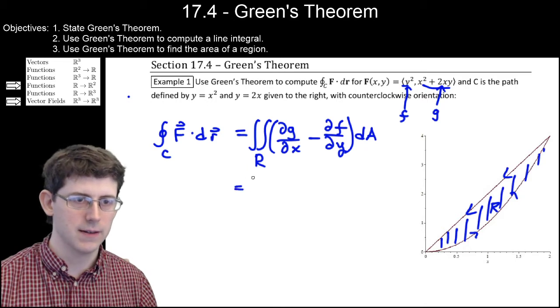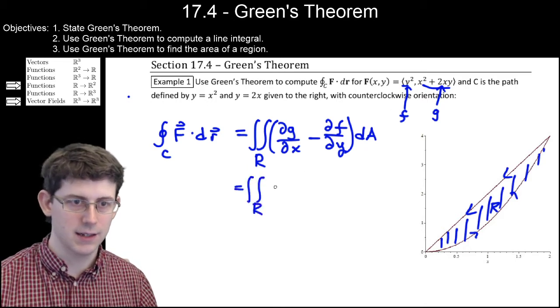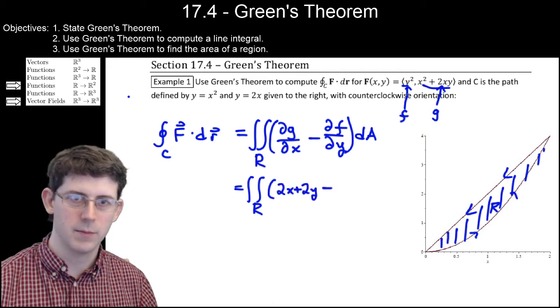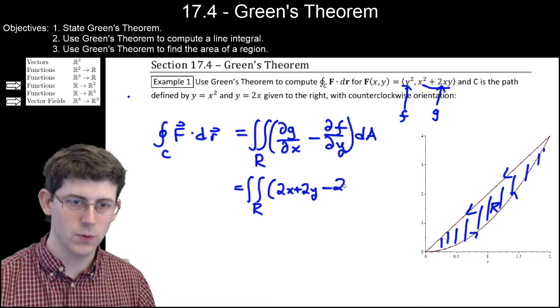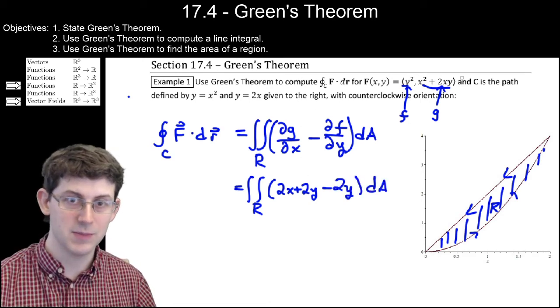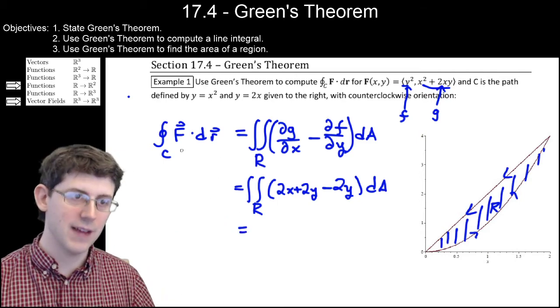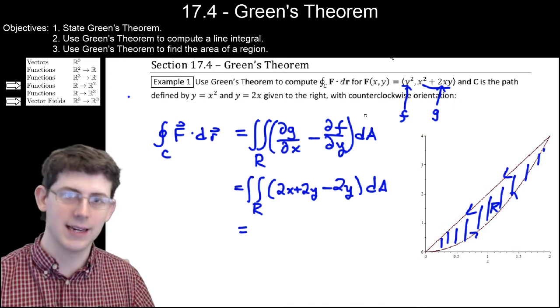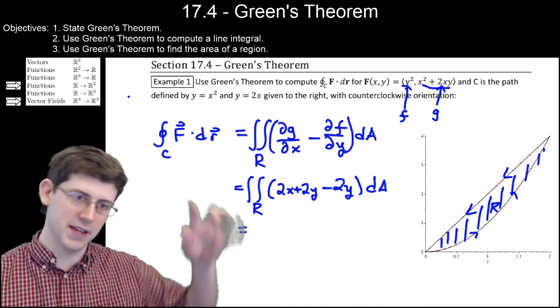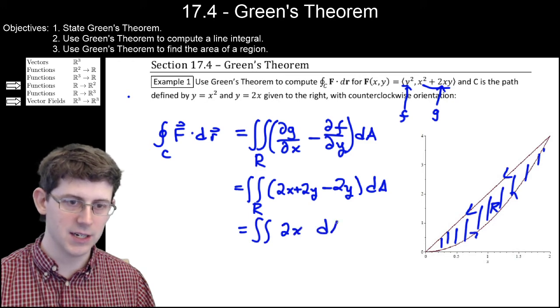So let's do it. Partial g partial x is 2x plus 2y. Partial f partial y is 2y. Notice that taking the derivatives of these polynomials smashes them down and makes them much simpler. So instead of having to parameterize two paths and dot them with this crazy vector and then do all the integrals, instead I'm just integrating 2x on this region.